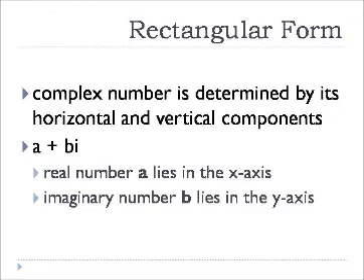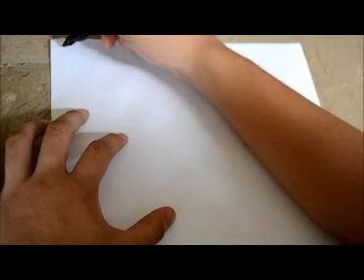The rectangular form. It is the form in which a complex number is determined by its horizontal and vertical components. It is expressed in the form a plus bi, where the real number a lies in the x-axis and the imaginary number b lies in the y-axis of the Cartesian plane.